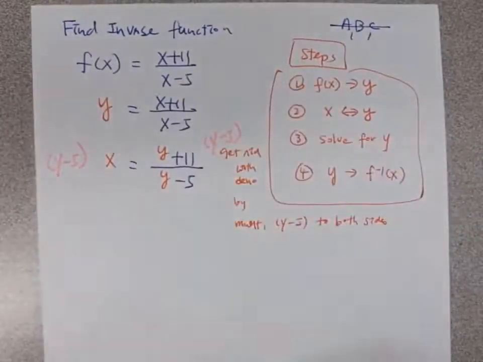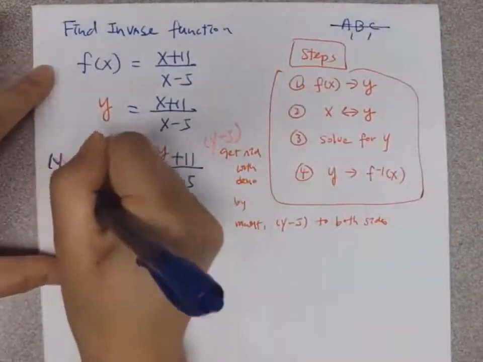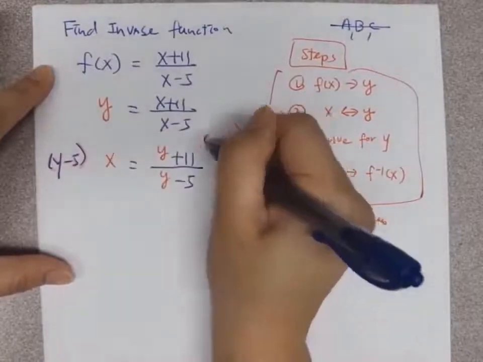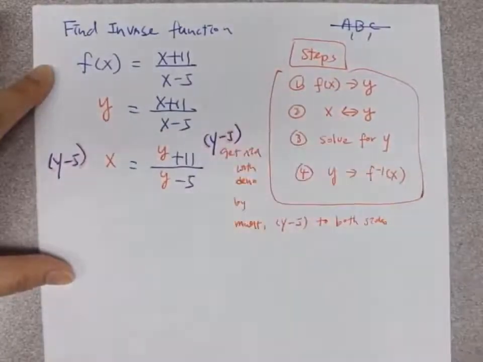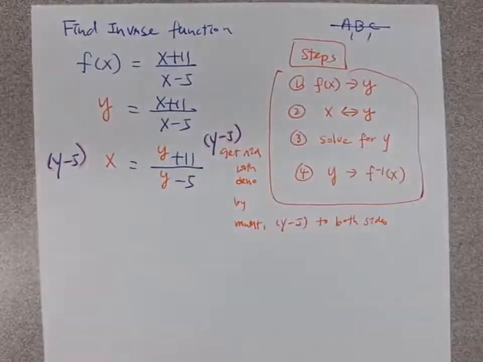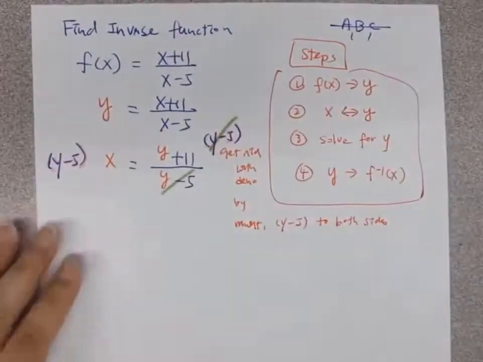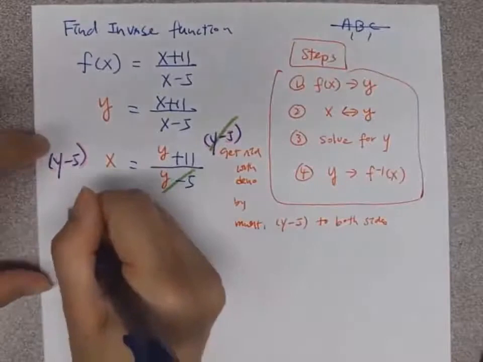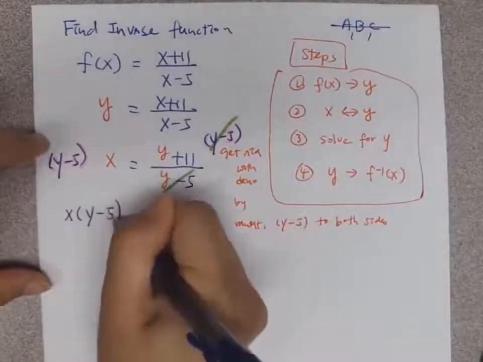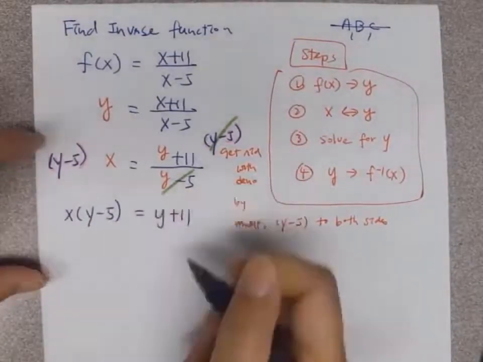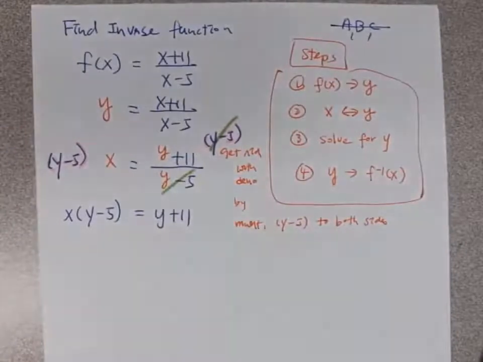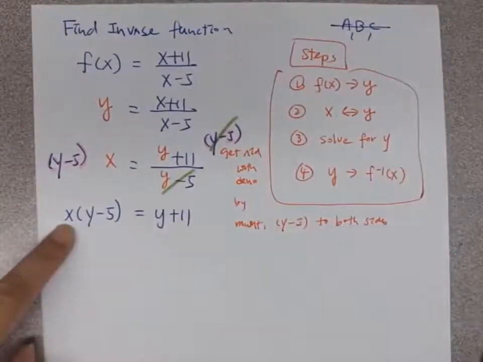Okay, so we are going to get rid of the denominator on the right-hand side. This cancels with that. But on this side, we have x times y minus 5, right? Equal to y plus 11. So when we have that, what do we need to do?